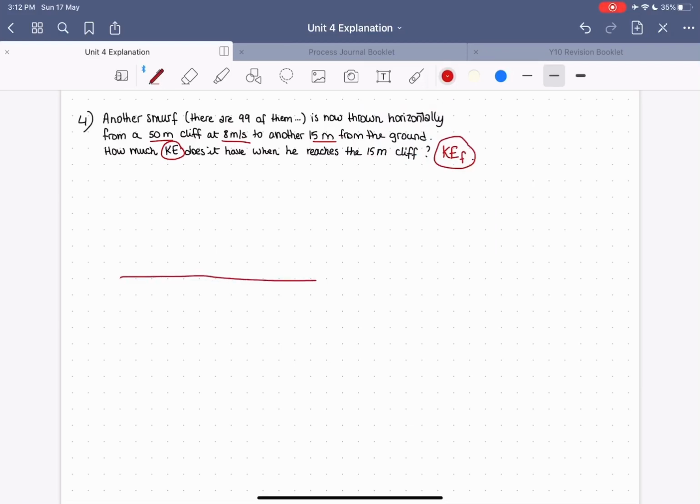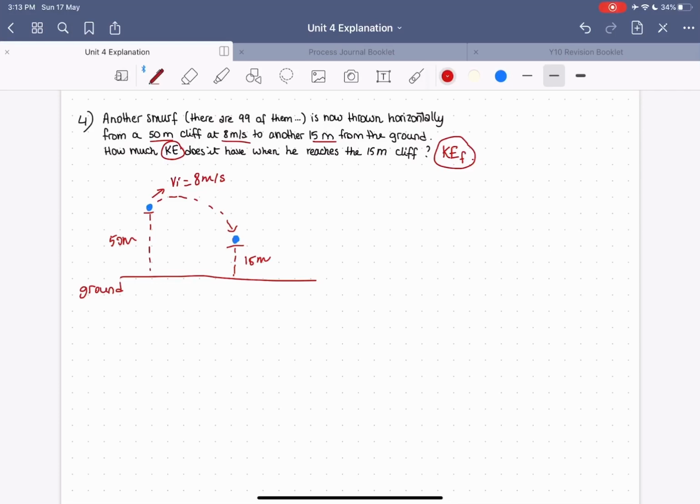So that's the ground, an illustration for the problem that we have. That's the 50-meter cliff, and that's the other 15-meter cliff. That's the Smurf, and the Smurf was thrown until the Smurf lands over here. The Smurf was thrown with a velocity of 8 meter per second.